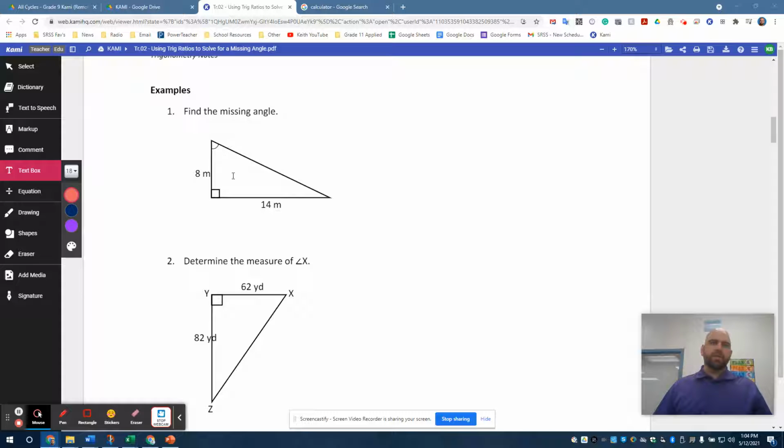To find this one here, the first thing that we need to do, and this is the case in every single question, is label our sides with opposite, adjacent, and hypotenuse. The long side here, as always, is going to be our hypotenuse. So we'll label that, that'll be the hypotenuse. And then based on this angle here, the leg that is beside the angle is going to be our adjacent side. So that'll be our 8-meter side. So we'll put that in over here.